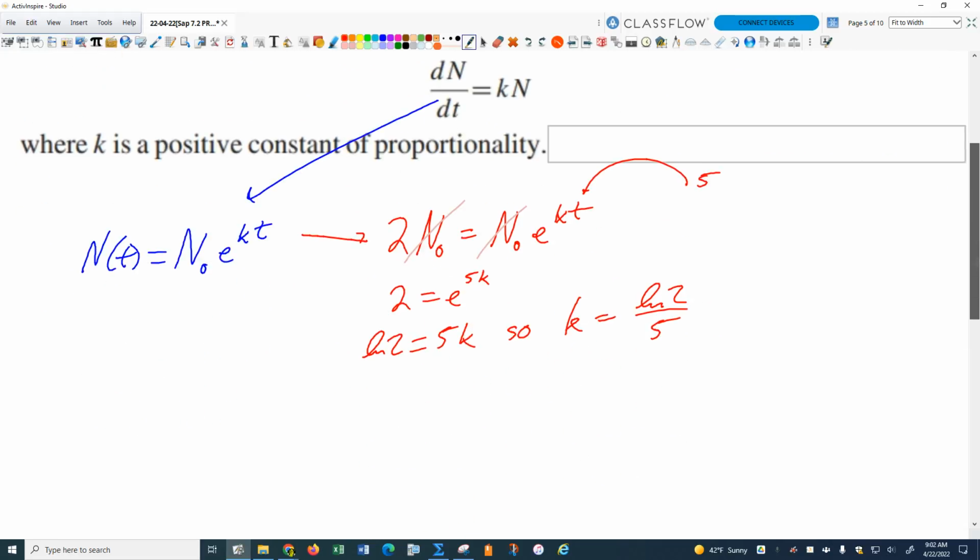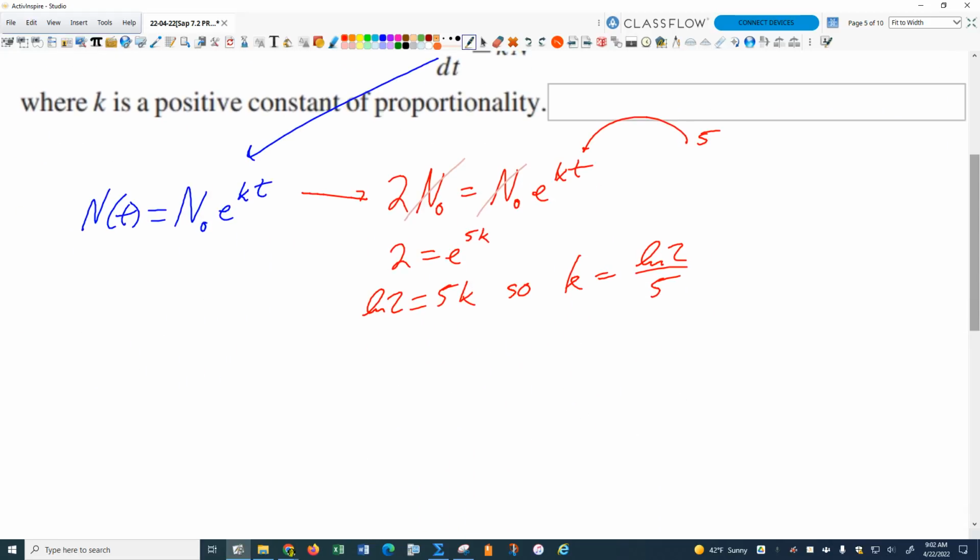All right, so now we can plug that back into our model, and we have a specific growth model. N of t equals n naught e to the, and we just said k was log 2 over 5, so we get e to the log 2 over 5 times t. There's our specific growth model for this colony of bacteria. Now all we have to do is just plug and chug, right?